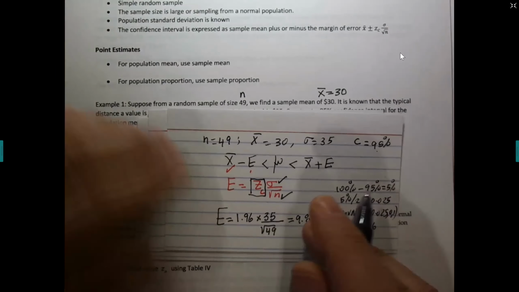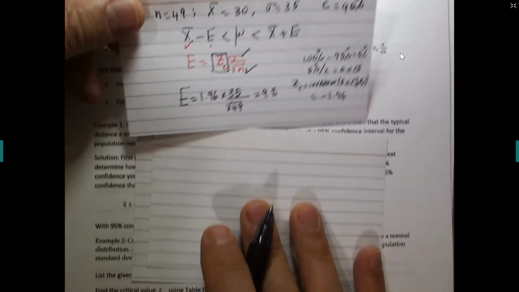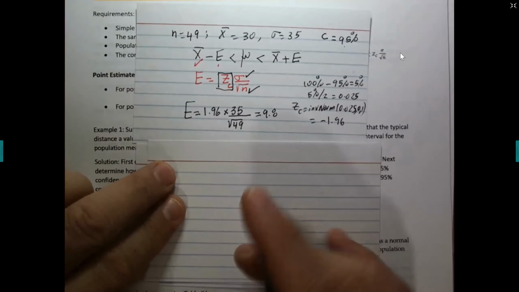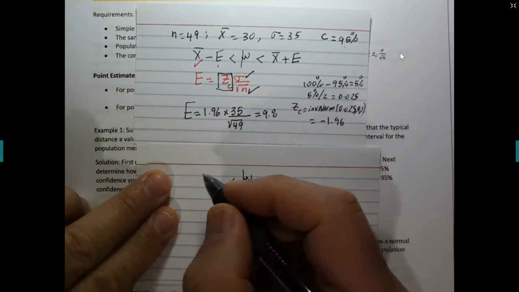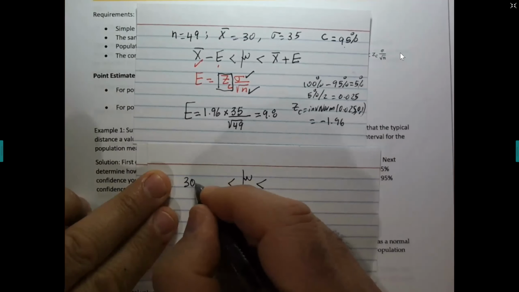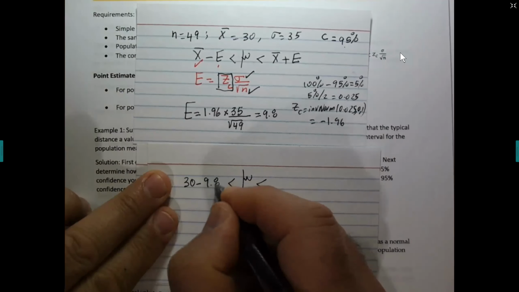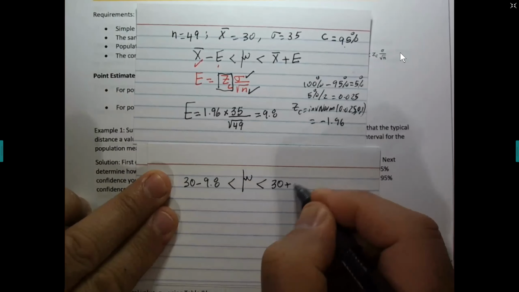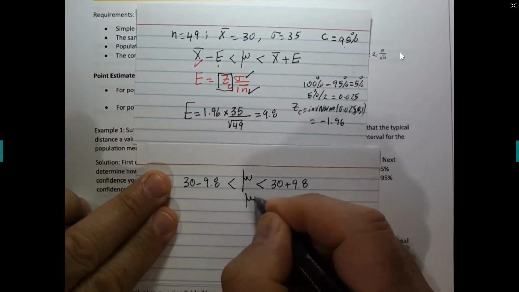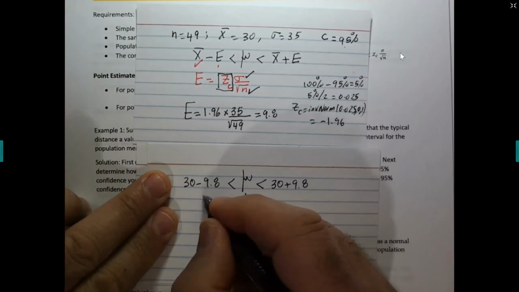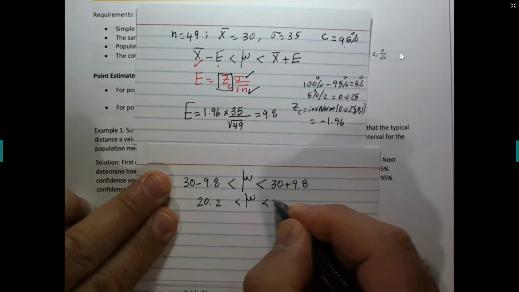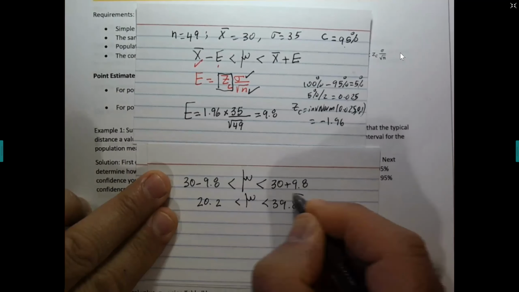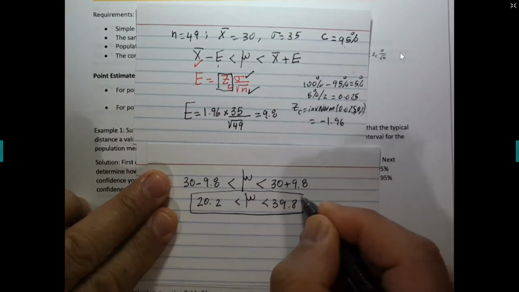And you're ready for the interval? Here's the interval now. Mean is between, you write it like this. X bar is 30 minus 9.8 and 30 plus 9.8. Mean is between 20.2 and 39.8. That is your confidence interval.